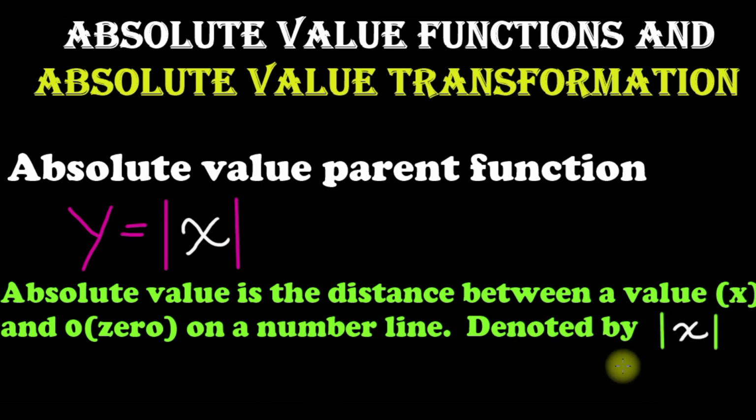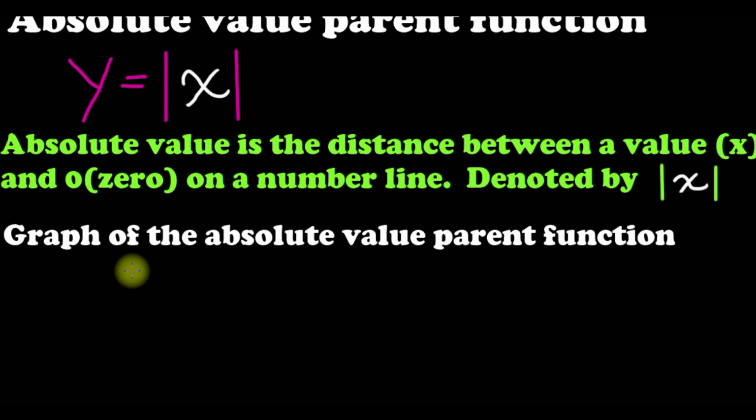It is denoted by this symbol right here, the two vertical lines, which is the absolute value symbol. So if you're taking the absolute value of -4, the distance from 0 to -4 would be 4. You see how it comes out to a positive number? So when you're working with absolute value, you're always going to end up with a positive number.